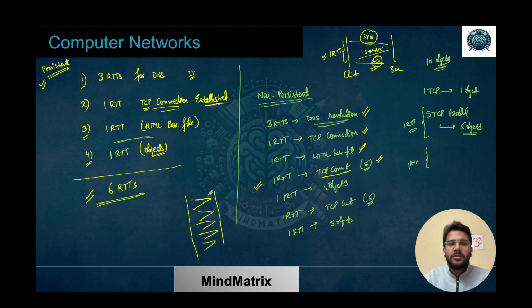You can imagine it like this: 1, 2, 3, 4, 5 TCP connections can be maintained, right? And over every TCP connection we can transfer one object. So one RTT will be required, because at the same time 5 objects will get transferred. Again, for the remaining 5 objects, you need to establish TCP connections. That takes one RTT, 5 parallel TCP connections, and to transfer 5 objects parallelly over these 5 TCP connections, you need one RTT. So how many total RTTs are required? 3, 4, 5, 6, 7, 8, 9. So 9 RTTs are required in case of non-persistent.